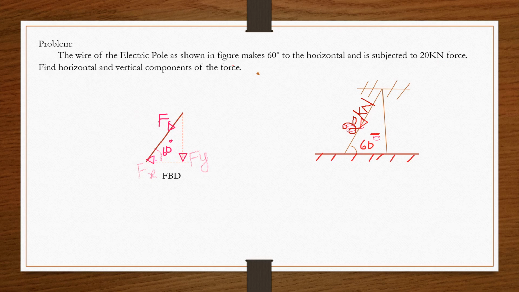In this example, let's see this question. The wire of an electric pole, as shown in the figure, makes a maximum angle of 60 degrees to the horizontal and it is subjected to a 20 kilonewton force. Find the horizontal and vertical components of the force.